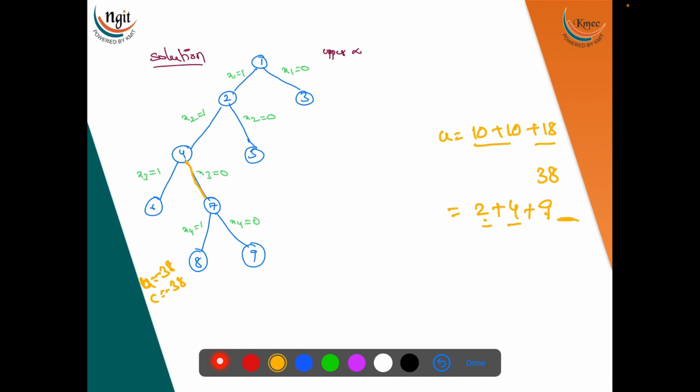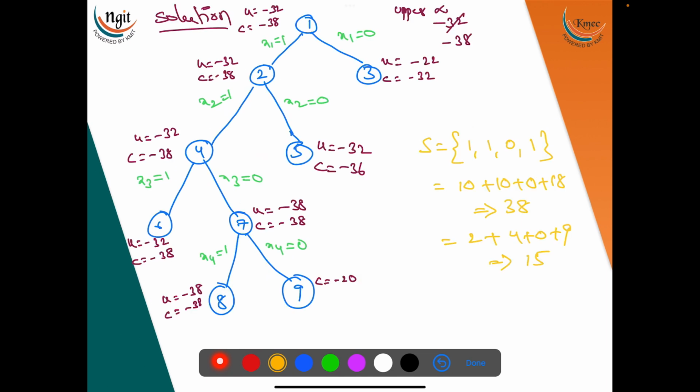Now let's see. If x4 is equal to 0, the cost will be minus 20. So it is the higher cost, right? It is greater than minus 38. So this is the final solution. What is the final solution? x1 you can place, x2 you can place, x3 will not be placed, and x4 is placed. That means the solution is S equal to 1, 1, 0, 1, that is, the x1 object is in the bag, the x2 object is in the bag, x3 is not, x4 is in the bag.